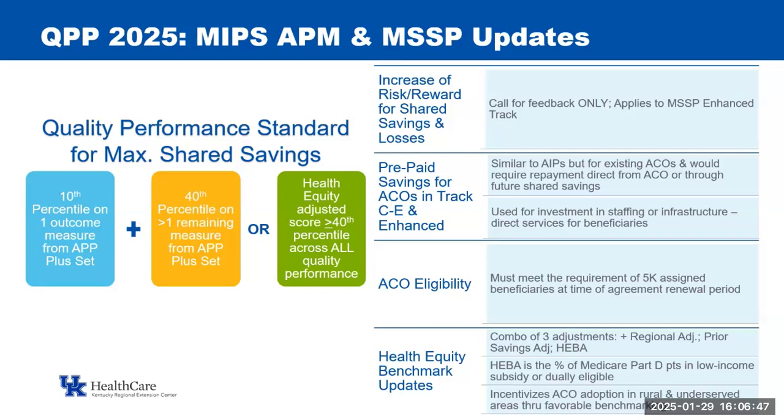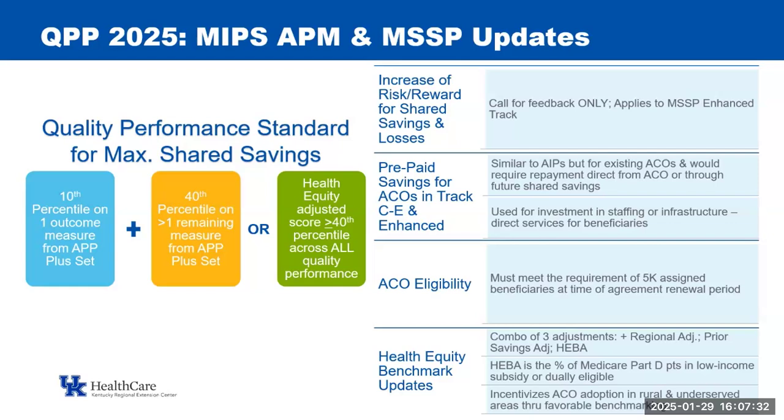And then finally, CMS has allowed for a health equity adjustment benchmark. They've made some updates to this. They're actually doing a combo of 3 different types of adjustments. So it's going to look at that positive regional adjustment factor. It's going to look at any prior shared savings. So if you have in the past had shared savings, that's going to help be a little bit of a bonus. And then also that health equity. And so again, HEBA is that percent of Medicare Part D patients in low income subsidy, or those Part D beneficiaries who are dual eligible for both Medicare and Medicaid. And so by updating this health equity benchmark, it bolsters your benchmark a little bit more.